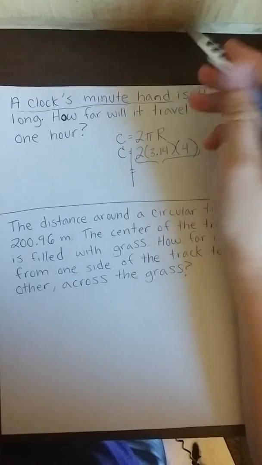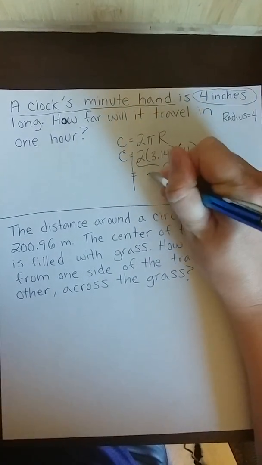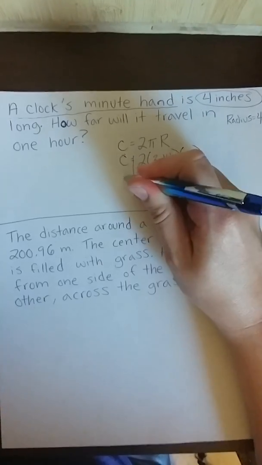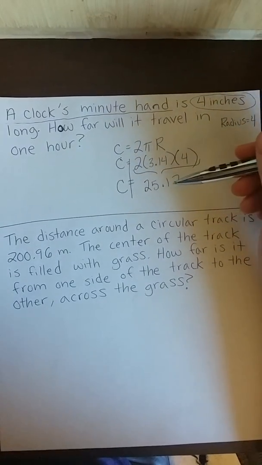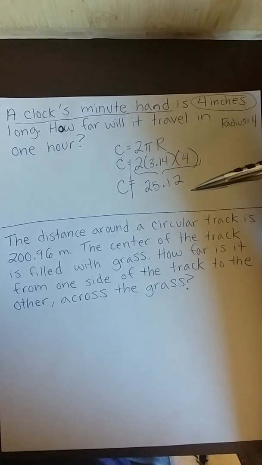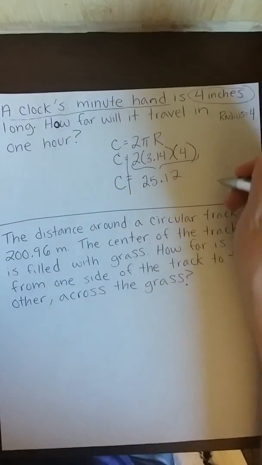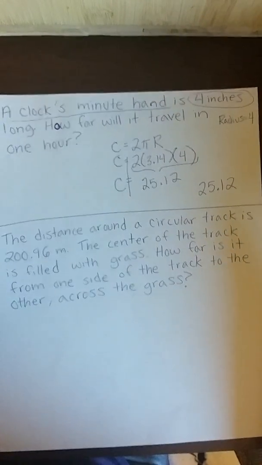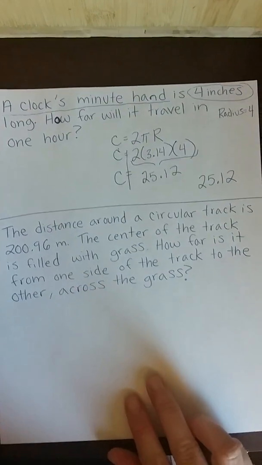So when I multiply these, I do 2 times 3.14 times 4, and I get 25.12. So the circumference of the minute hand spinning around in a circle is 25.12. That means in an hour, the tip of the minute hand is traveling 25.12 inches. For your homework, you would just write the number 25.12 because I don't want any units on your homework. Let's look at a second example.